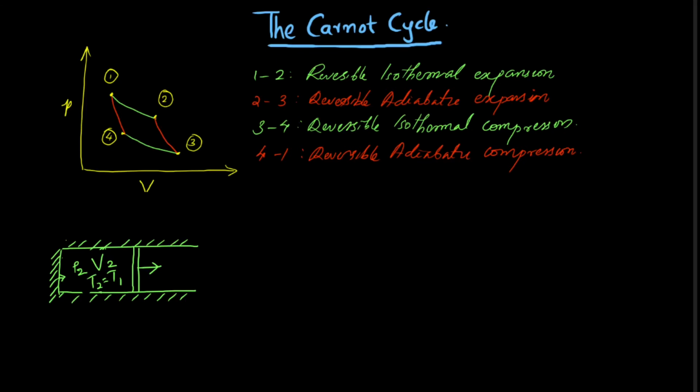So at state 3, pressure decreases to P3 and volume increases to V3, and temperature is T3. At point 3, again we are removing the insulation from the head of the cylinder, and we are bringing in another thermal reservoir. Now it is a sink which is also at the same temperature as the gas, T3.